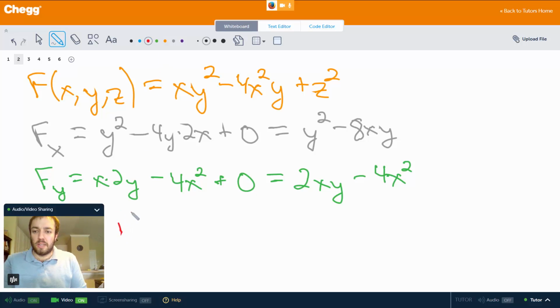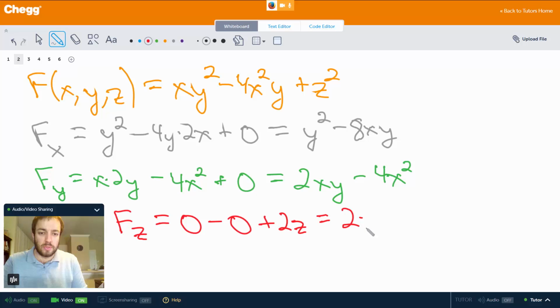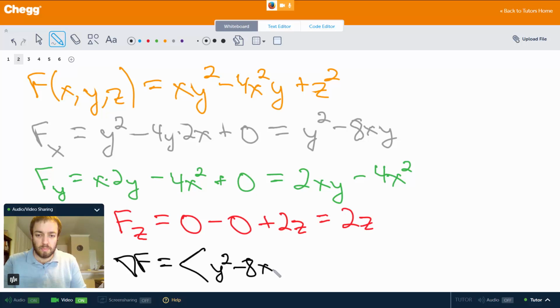Okay, and then finally, we have the partial of f with respect to z equals, this is just 0, because there's no z. This is also 0, there's no z. And then plus 2z. So that just becomes 2z. So then overall, we have the gradient of f is y squared minus 8xy, comma 2xy minus 4x squared, comma 2z.